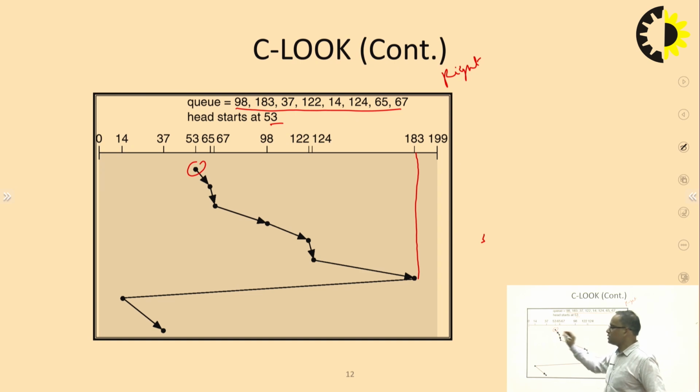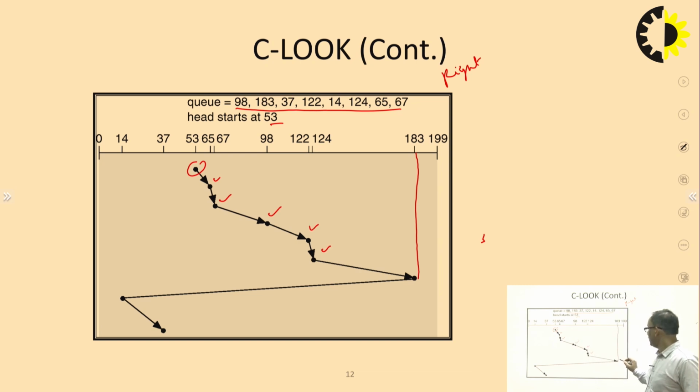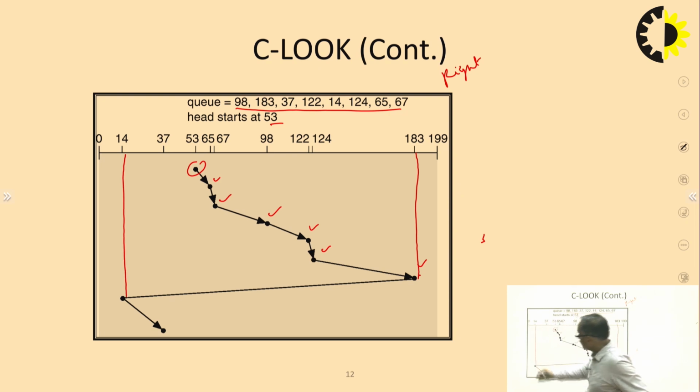At first the current position is 53, then it will go to 65, execute 65. After that it will execute 67. After that it will execute 98, 122, 124, and it will reach the highest request, which is 183. Okay, so after reaching 183, it will change its direction and it will directly jump to the lower request, and the lower request is 14. It will not jump to the other end.